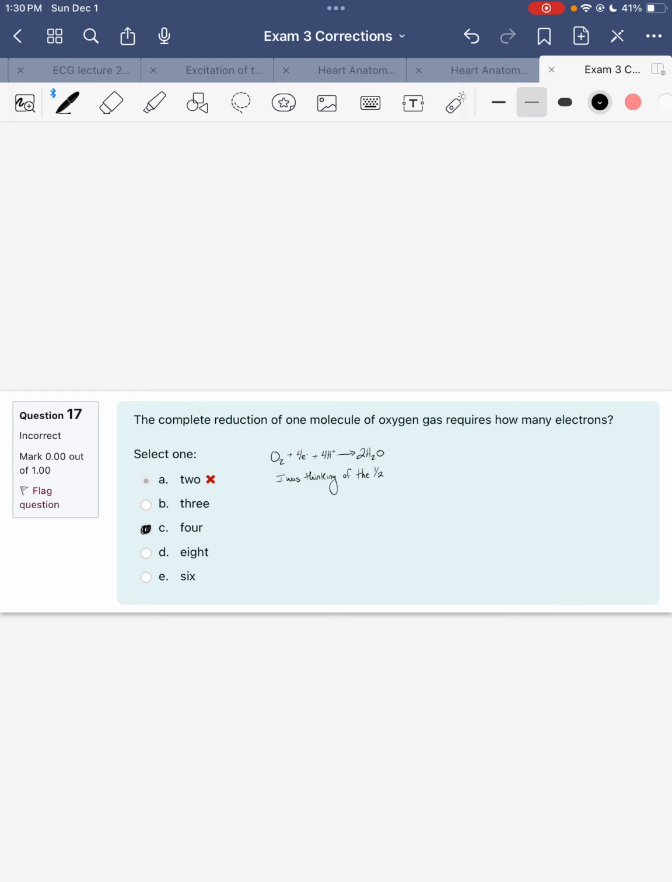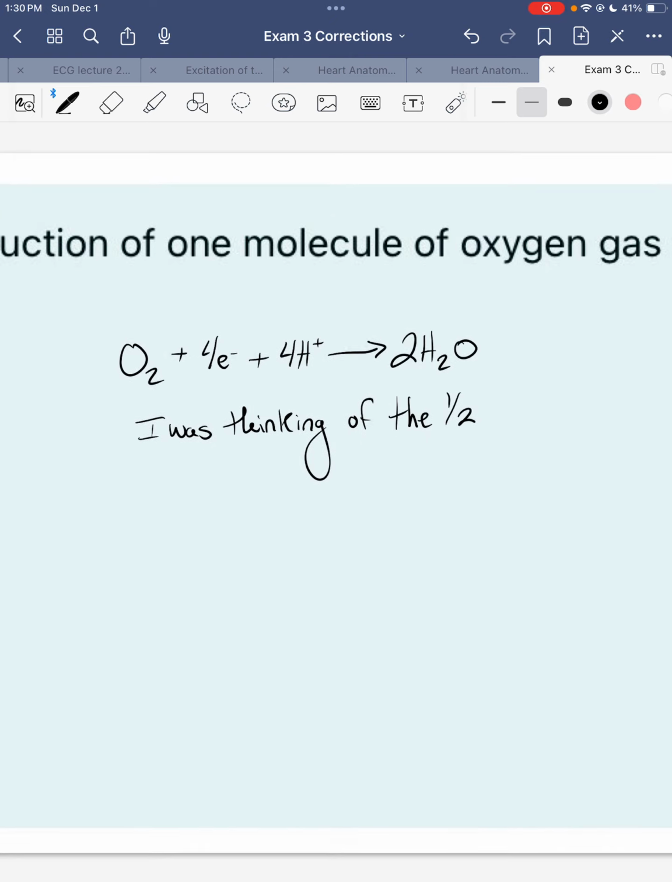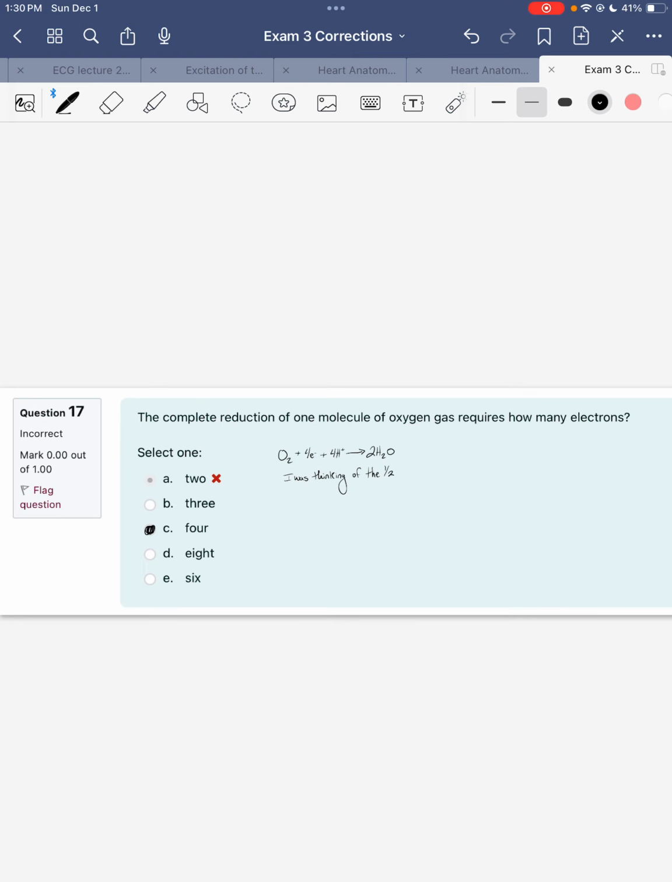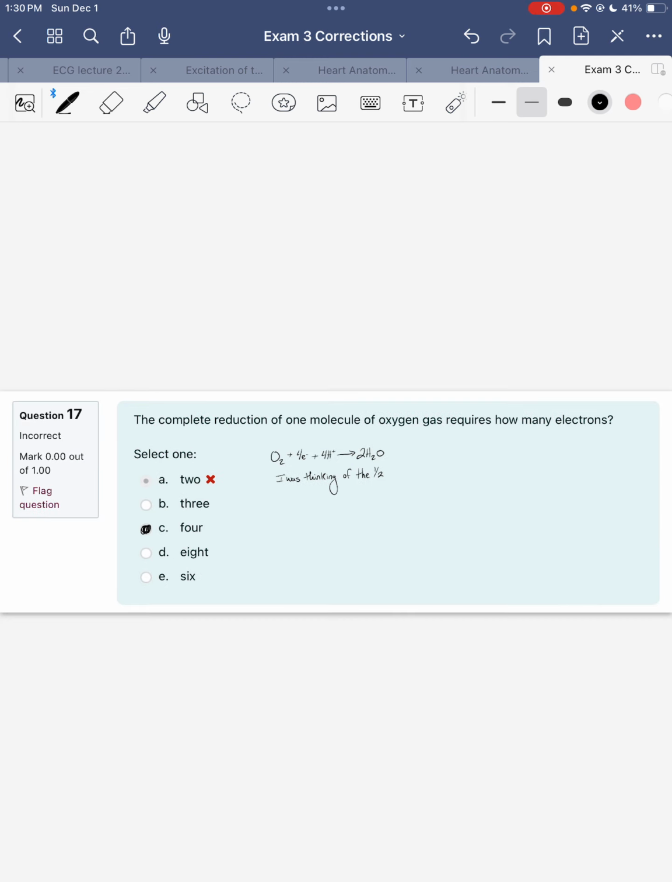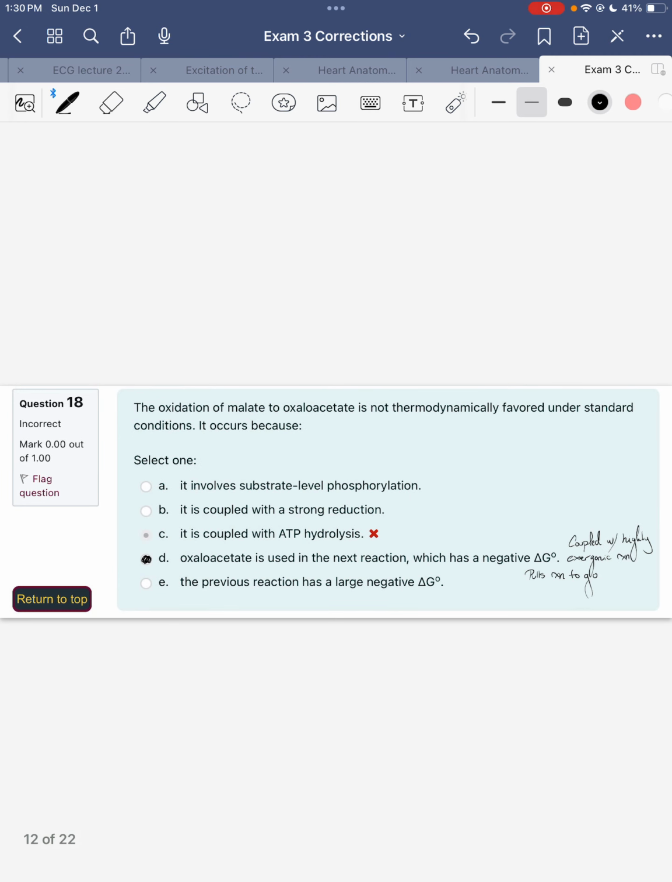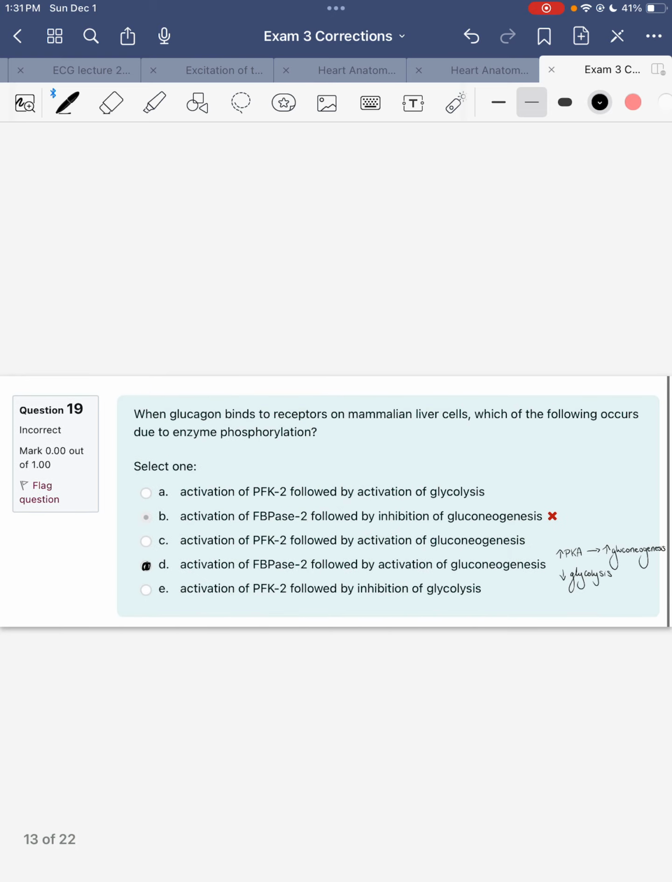For 17, it should be 4. There's the formula you can see right there, and I was thinking of the 1/2 with the complexes, so not 2, but 4. For 18, the answer should be D because the coupling of this highly negative reaction allows the reaction to go even though it's still thermodynamically unfavorable. And it is able to work together to create a strong reaction.